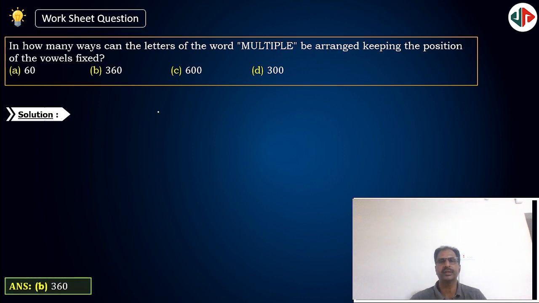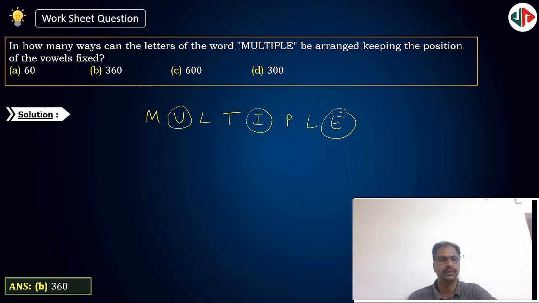In how many ways can the letters of the word MULTIPLE be arranged by keeping the position of vowels fixed? Vowels' places are fixed. What are the vowels we have? U, I, E. Those places are fixed, which means you cannot change the spaces.